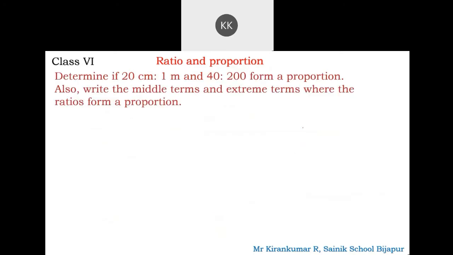Look at another question here. Determine if 20 centimeter is to 1 meter and 40 is to 200 form a proportion. Also write the middle terms and extreme terms where the ratios form a proportion. The middle terms are 1 and 40. The extreme terms are 20 and 200.